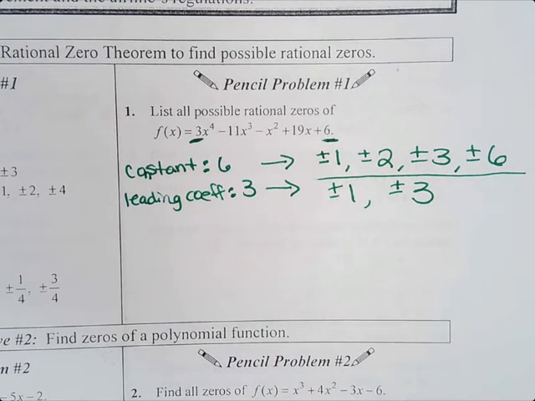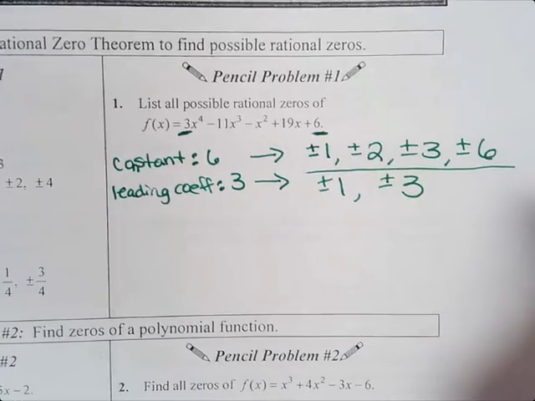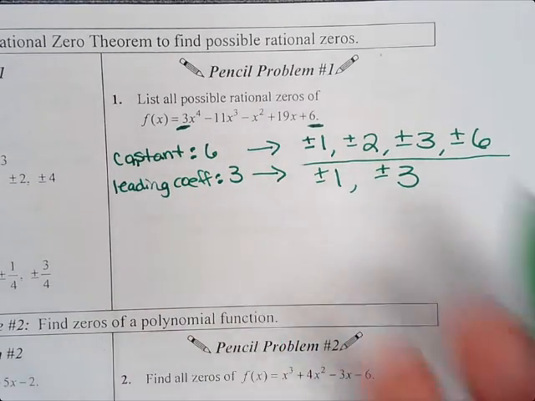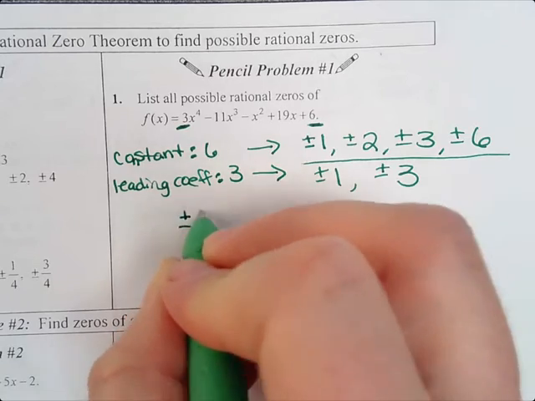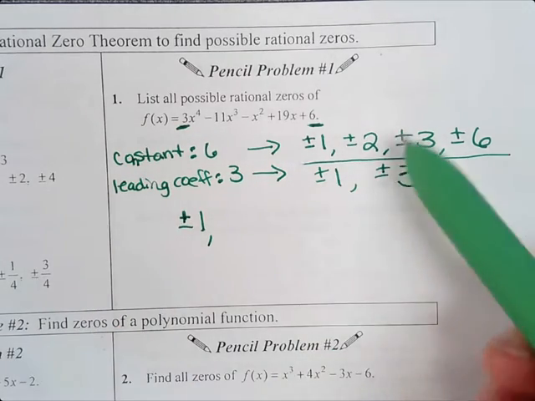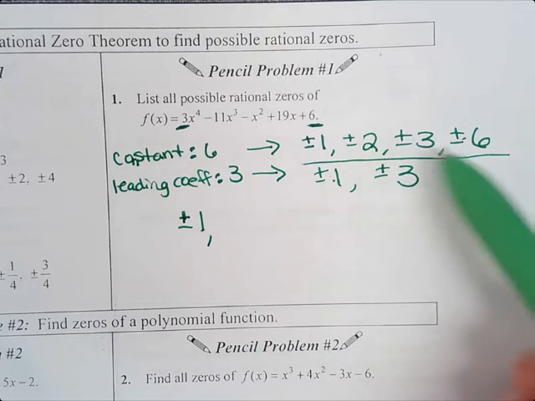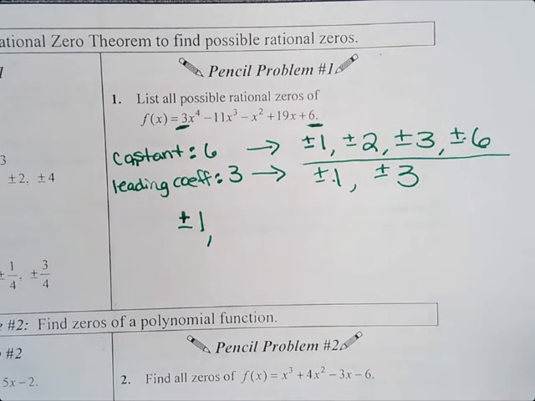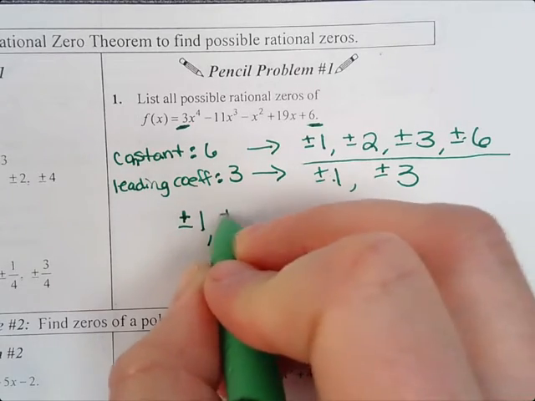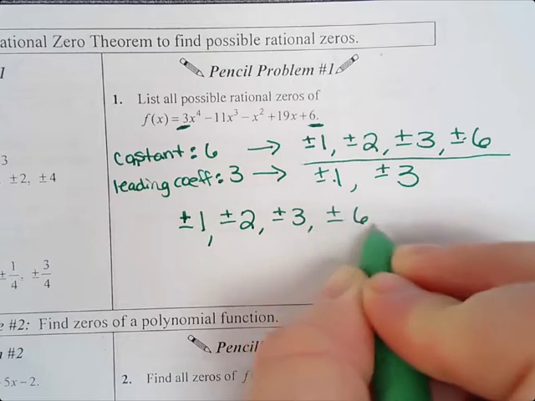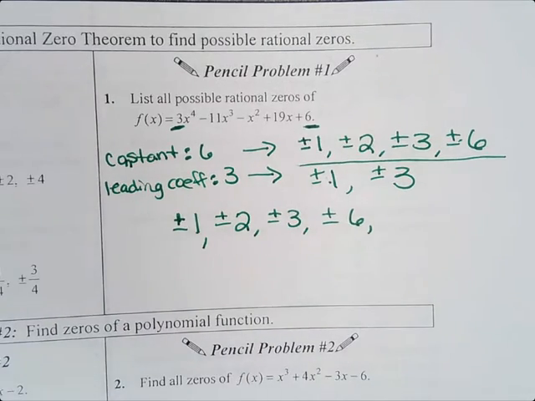And so we now write out all of our possible combinations. So you do 1 over 1, which would just be plus minus 1. 2 over 1, 3 over 1, 6 over 1, right? Those are all of the constants. So plus minus 2, plus minus 3, plus minus 6. And so that's with the denominator of 1, the leading coefficient factor 1.